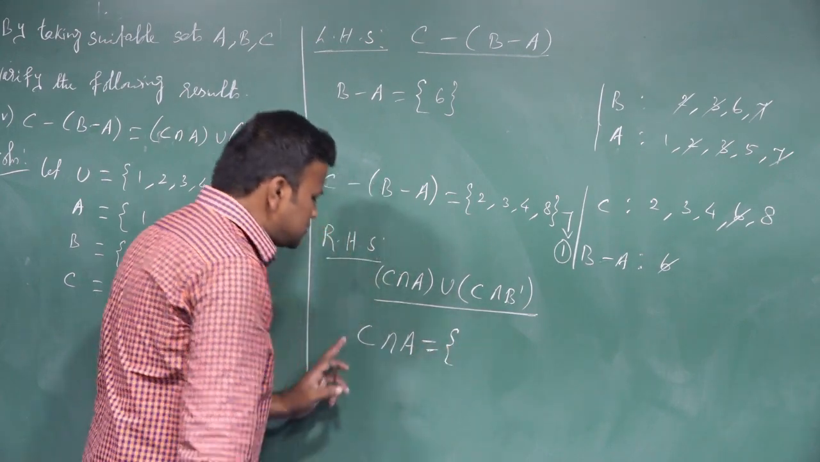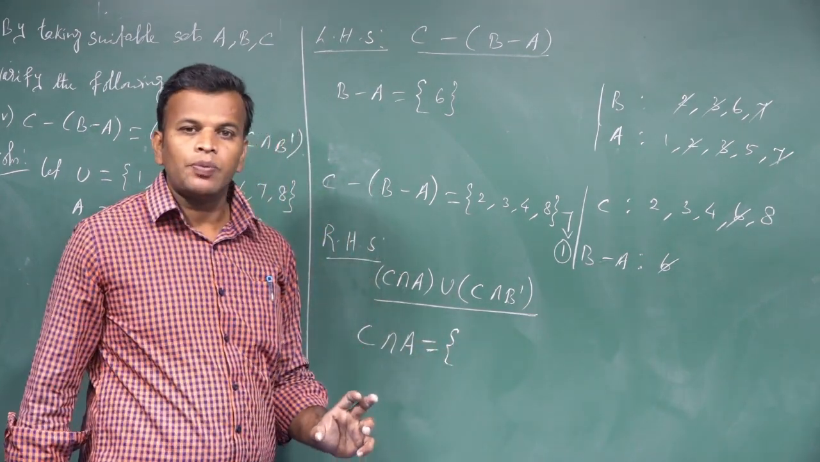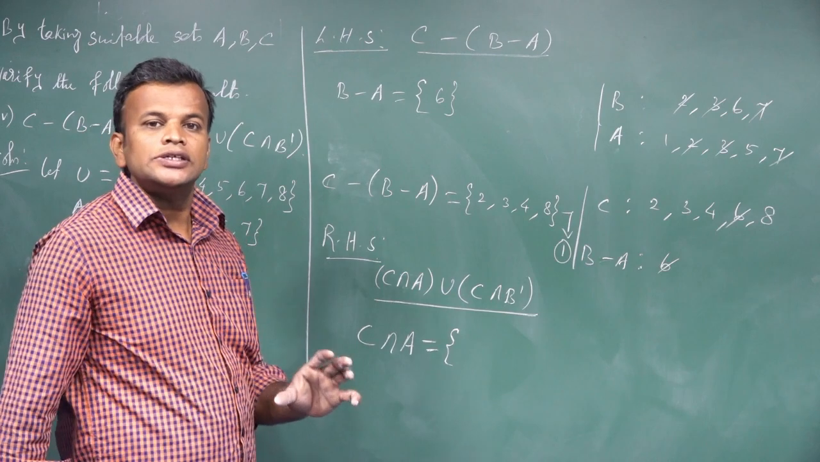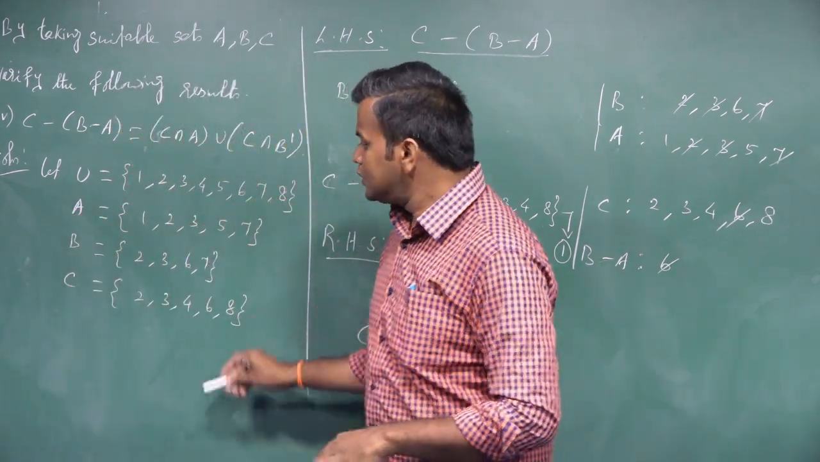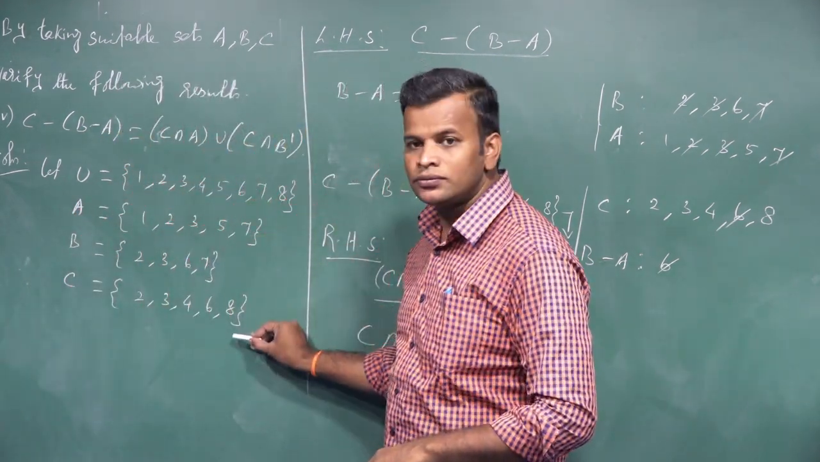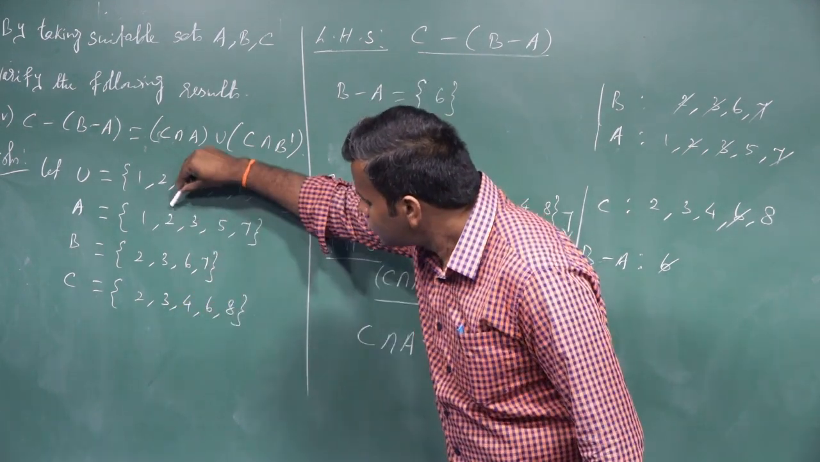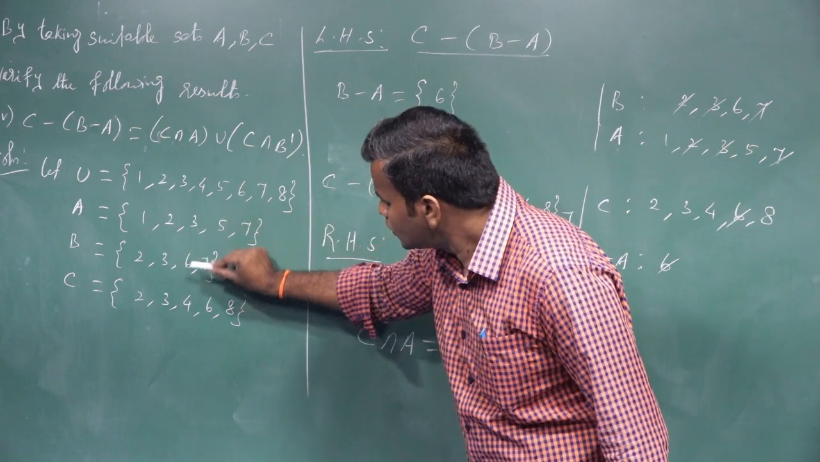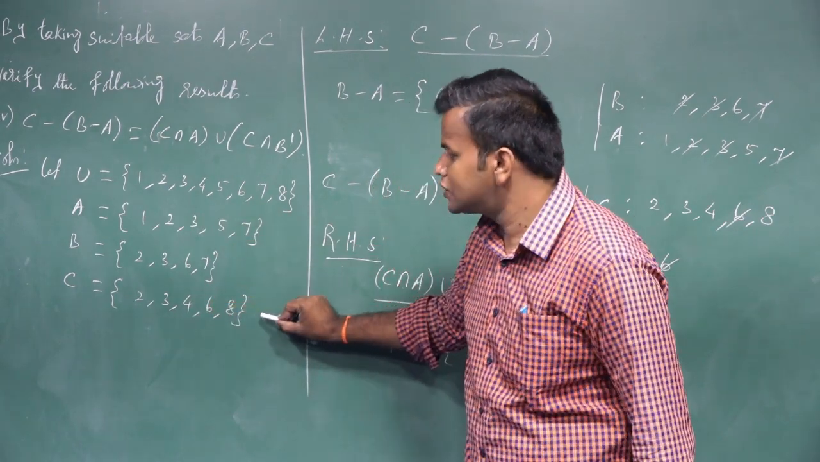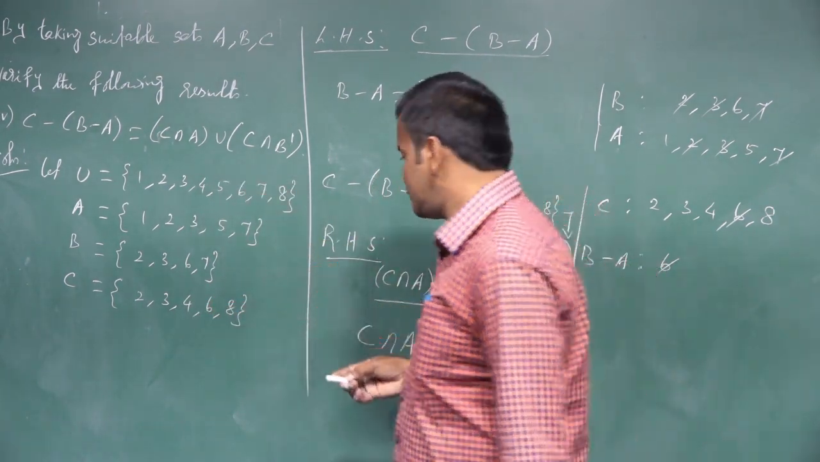So first, C intersection A. C intersection A means the common elements in C and A, or A and C. In C and A, what elements are common? 2, 3. Okay, 2 is common, 3 is common. So no other elements are common here. So 2, 3.